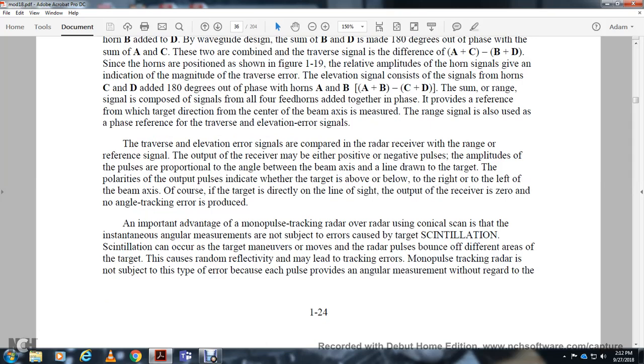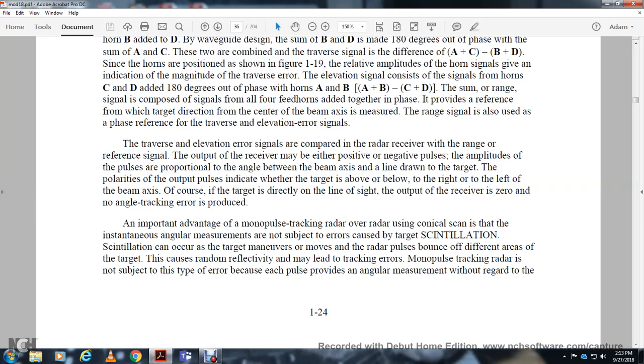The transverse and elevation error signals are compared in the radar receiver with the range reference signal. The output of the receiver may be either positive or negative, with an amplitude proportional to the angle between the beam axis and the line drawn to the target. The polarity of the output signal indicates whether the target is above or below, to the right or to the left of the beam axis, or zero if the target is directly in line. So for zero angle, no tracking error is produced.